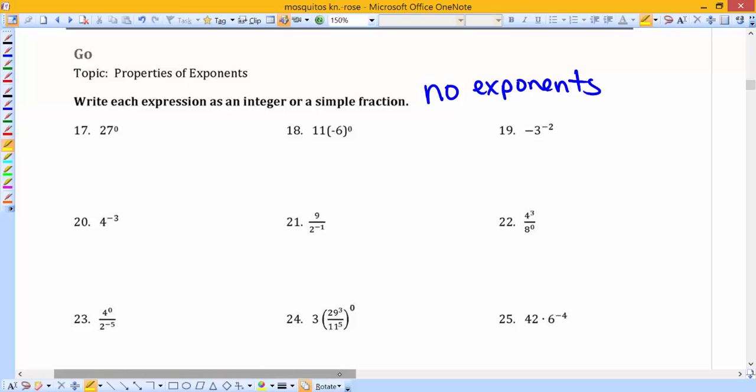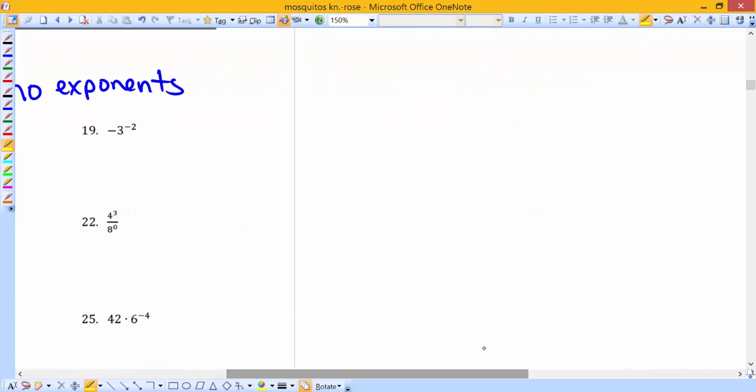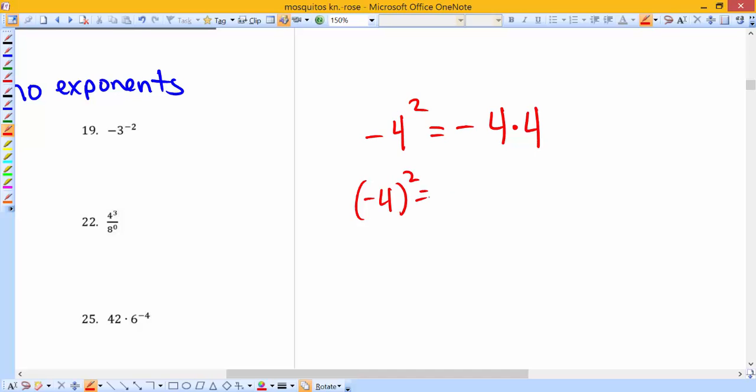Properties of exponents. So if I have, we've already gone over the negative exponent, but if I have something like negative 4 to the second, this is negative 4 times 4. But if I have negative 4 to the second, this is negative 4 times negative 4. So use that when you guys are working through these with the parentheses. If it's not in parentheses, you don't use it, and you don't use 2 negatives.